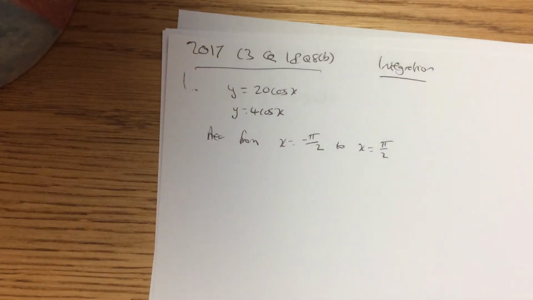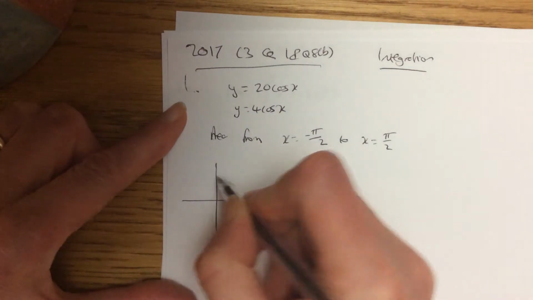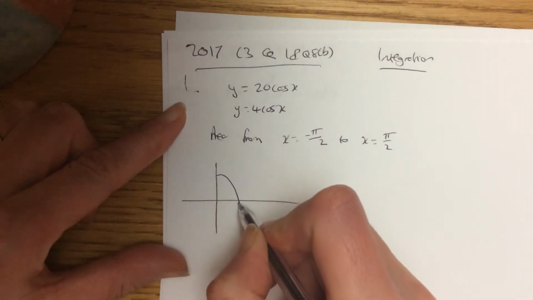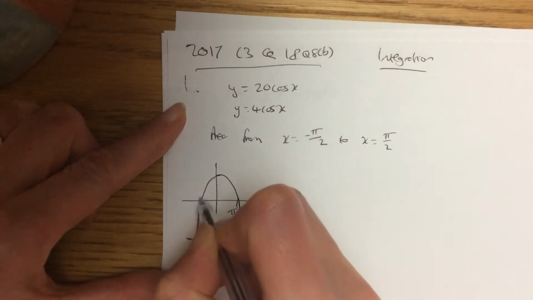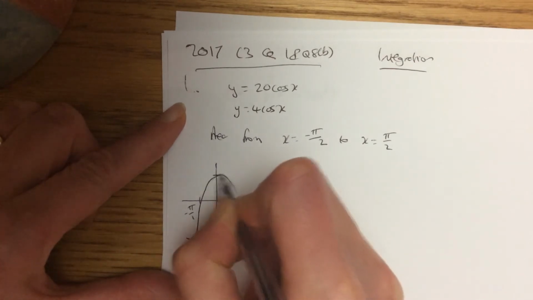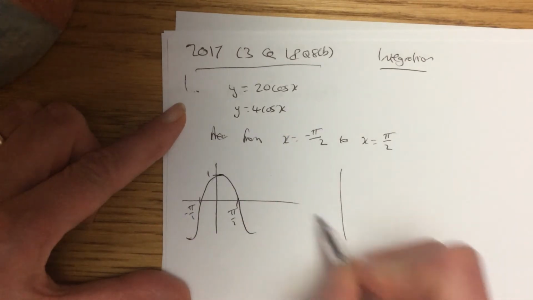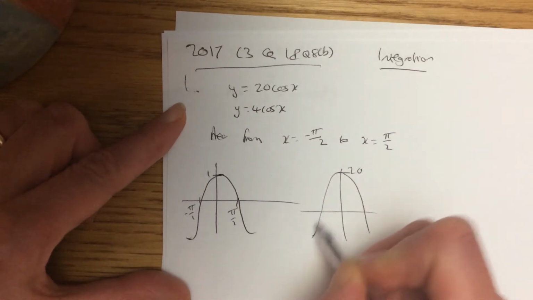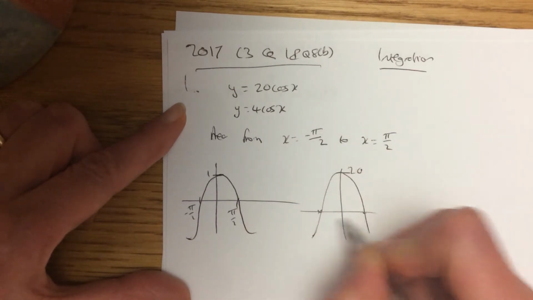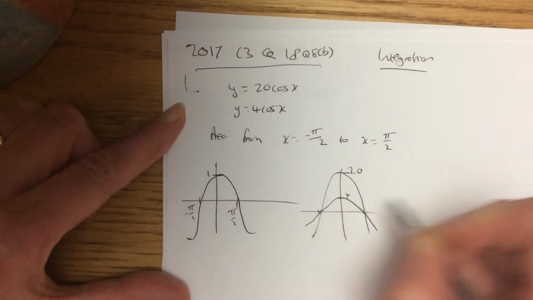Okay, have a wee look at this one here. I would like to draw a wee sketch first to see what it looks like. The cos graph would be like so: pi over 2, minus pi over 2, crossing at 1. So a 20 cos graph would be up at 20, and a 4 cos graph would go up to 4. And I want the bit in between it.